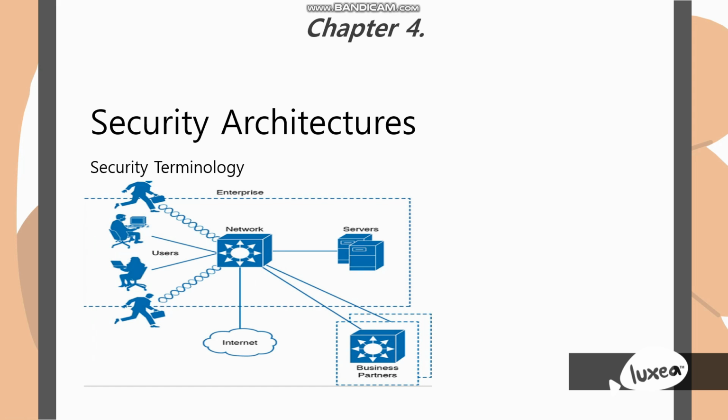Okay, so next one. This is an example of an enterprise that extends beyond its own boundary. What we see is there are many users, the internet is there, and business partners are there. So it looks like it will be more difficult to maintain a safe or secured boundary.